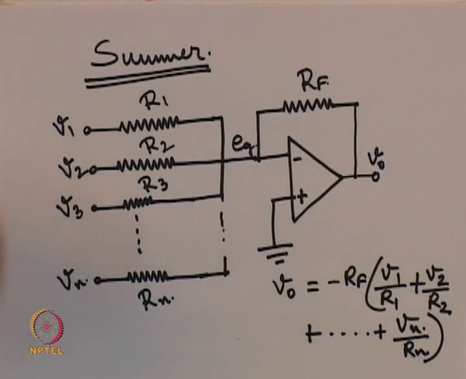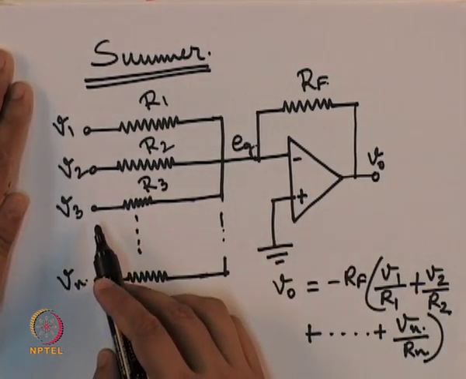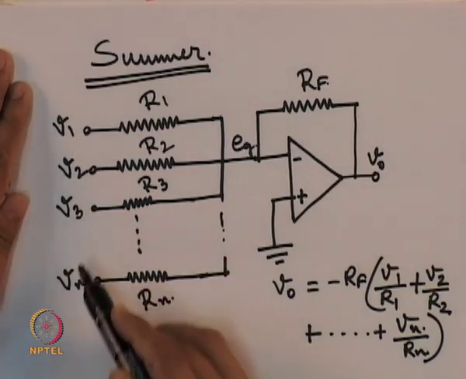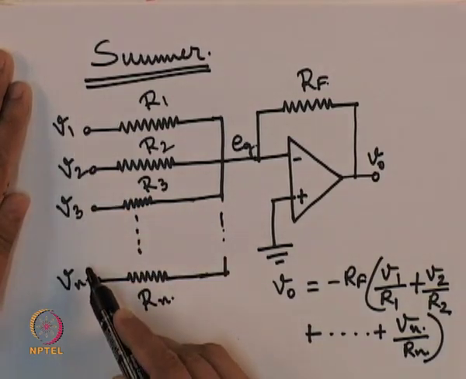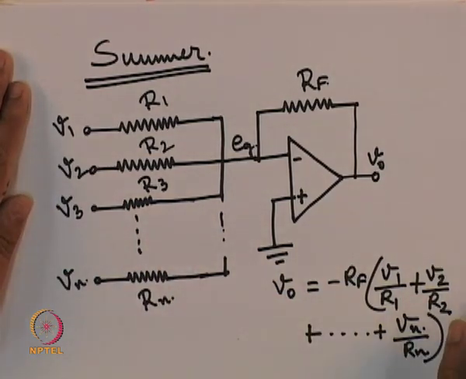Now, how did we obtain this result? Here we applied the principle of superposition. Superposition means since this is a linear system, the effect of all the sources will be the sum of the effects of individual sources acting at a time.